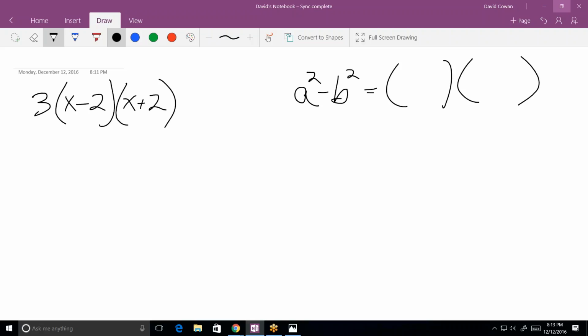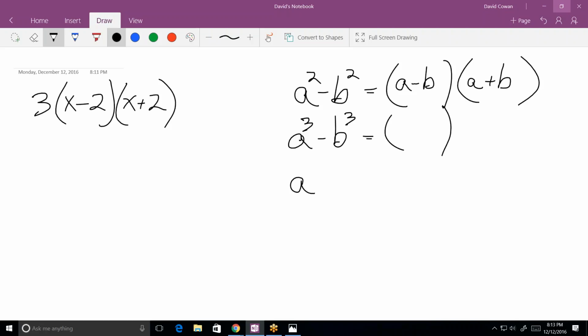So it'd be a plus b, and then, I don't like memorizing it like that. I like memorizing it as a minus b times a plus b. And there's a reason. The reason is that whether you're doing difference of squares, difference of cubes, or sum of cubes, they all have a very similar pattern. First term's always linear, and it always matches the sign. That's why I like putting the a minus b first, because it matches the pattern.